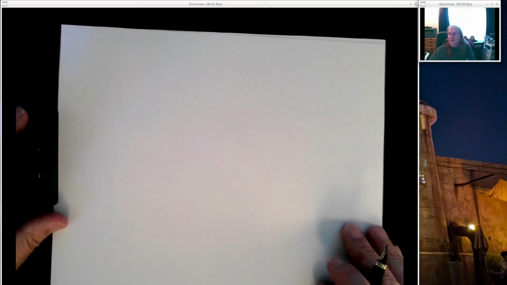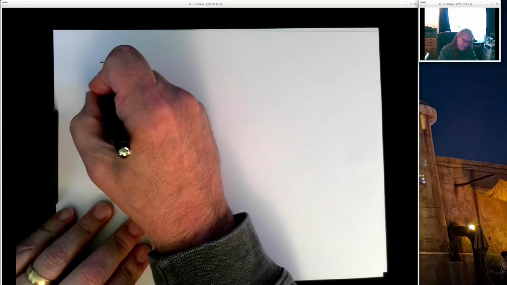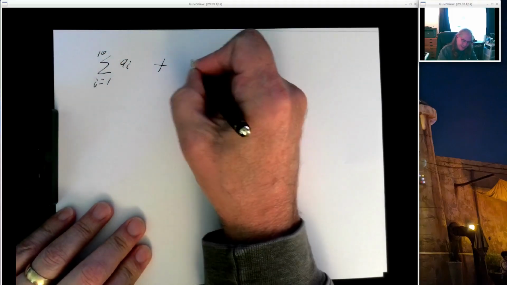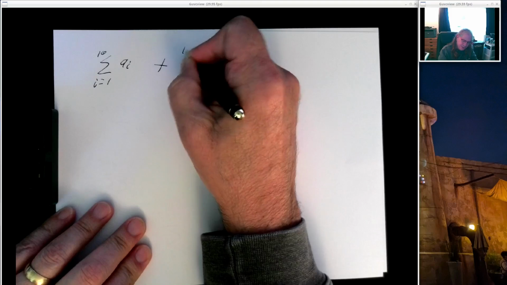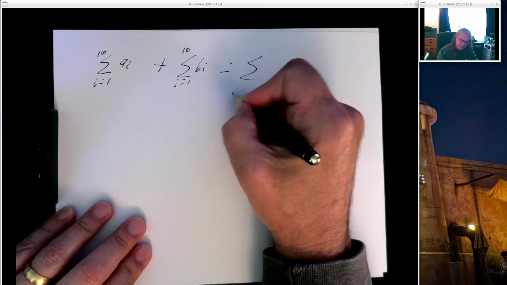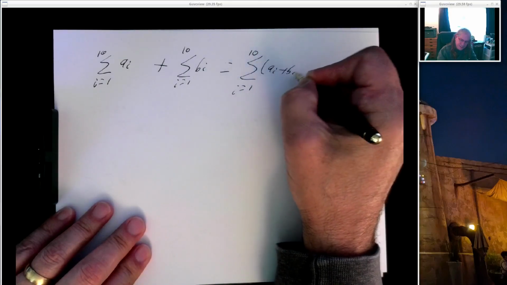And then there's some properties that we should know. For example, if I do the sum from i equals 1 to 10 of a_i, and I add the sum from i equals 1 to 10 of b_i, that's the same as the sum from i equals 1 to 10 of the quantity a_i plus b_i.